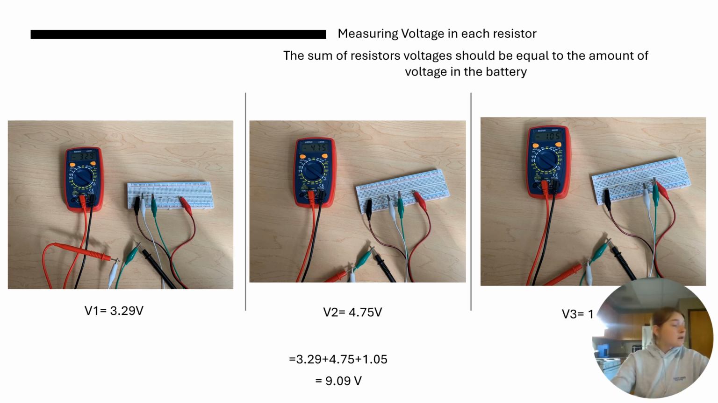So then you can double check your quantities for each resistor by double checking with the calculation, which will be the sum of the measured voltages should be equal to or close to 9 volts, which was what my power supply was putting through the circuit. So you're going to sum up all the voltages together. So 3.29 plus 4.75 plus 1.05 volts, which equals 9.01 volts. From my previous drawing, the power supply was at 9.1 volts. So that checks out, and that's all good because they should equal each other.